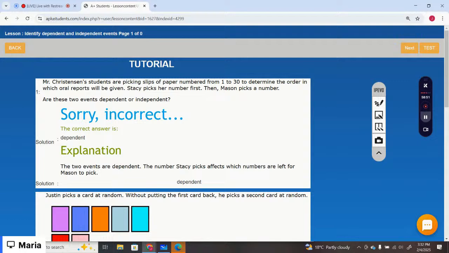They are the dependent events because if Stacky picks the first number, the rest of the students cannot pick the number that Stacky picks, right? So if the outcomes for the events are not the same every time, that means that they are the dependent events, right?